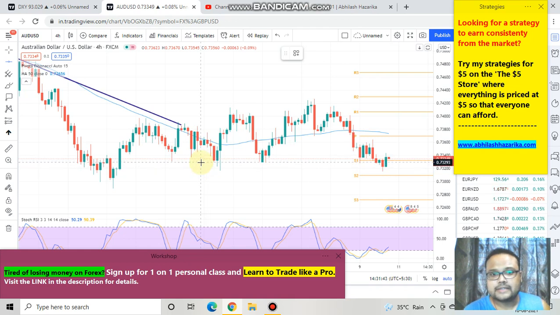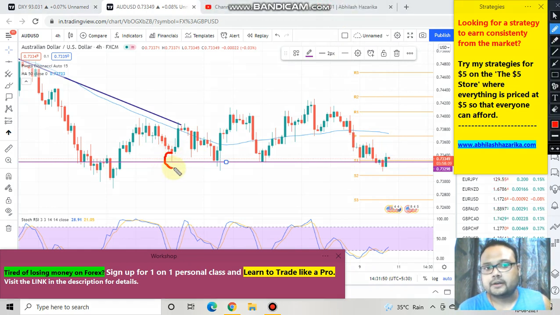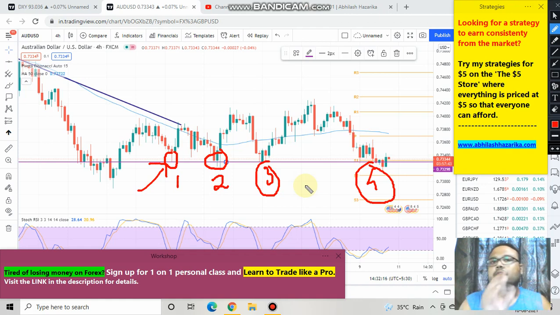This level was acting as a support for the market. The market was taking it as a temporary support, because after this first low, the market again respected this level, which was the confirmation that the market was trying to form a temporary support here. Here was the third touch, and again this is the fourth touch. So by this time we have the confirmation that this is a support for the market. Previously it was a temporary support.